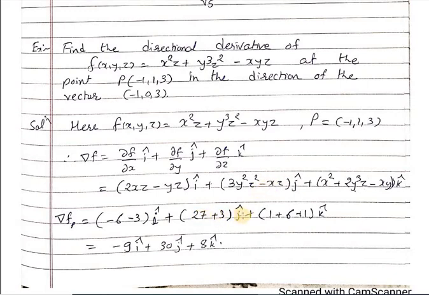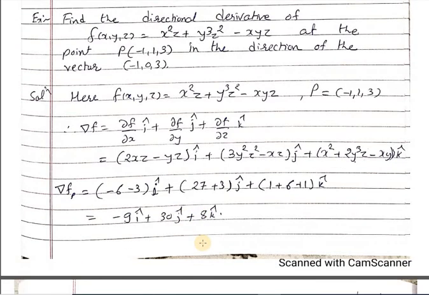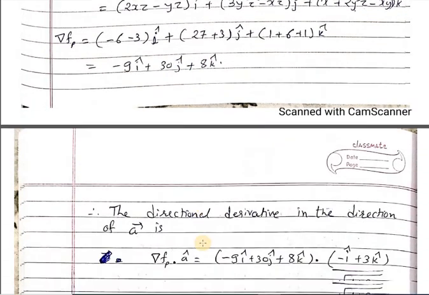So (27 plus 3) into j plus, minus 1 squared will be 1, 1 cubed will be 1, into 3. So 2 into 1 into 3, that will be 6, and minus 1 into 1, that will be a minus 1, and minus this will be considered, that will give you plus 1. So the final answer will be minus 9i plus 30j plus 8k. This is the gradient of f at a point P.